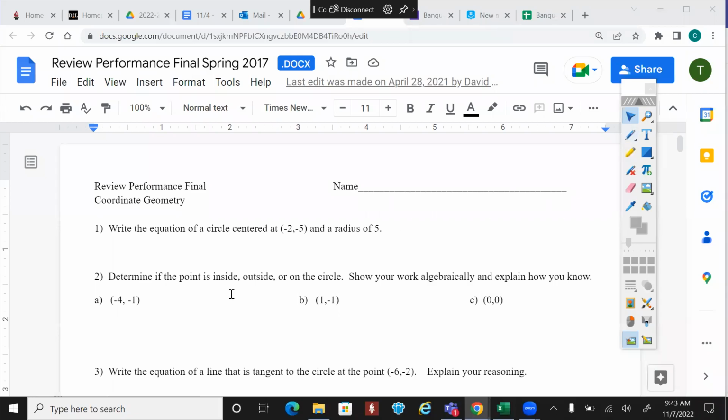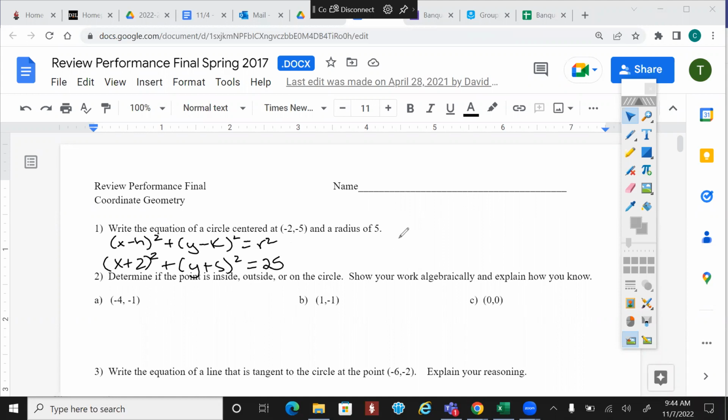All right. So on this first one, it says write the equation of a circle centered at -2, -5, and the radius of 5. Okay, so remember, when we do performance finals, we're going to write out any equation that we use. So this is the equation of a circle. And then I'm going to substitute in this information. I'm going to have x plus 2 squared plus y plus 5 squared. And our r is 5.